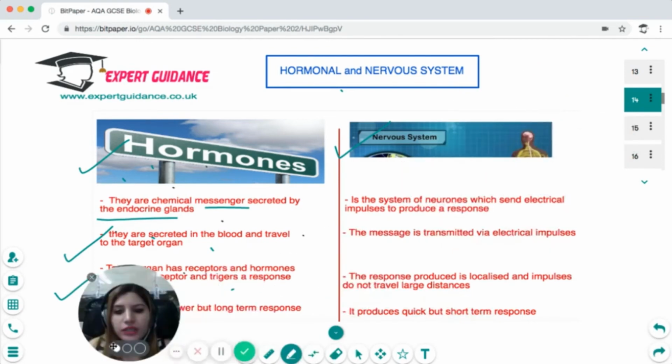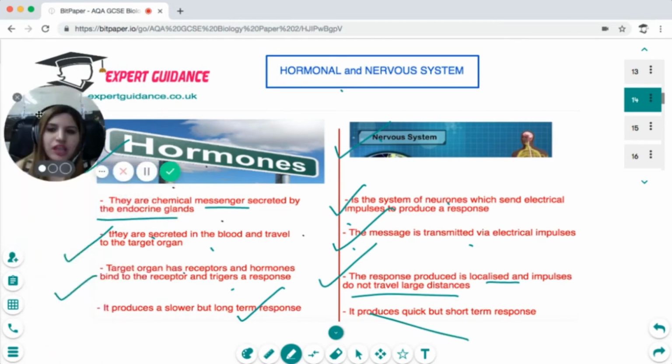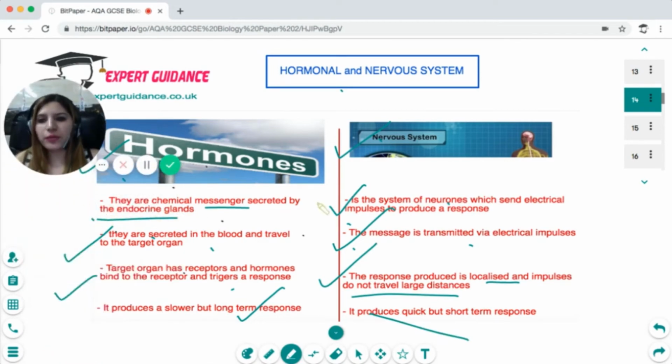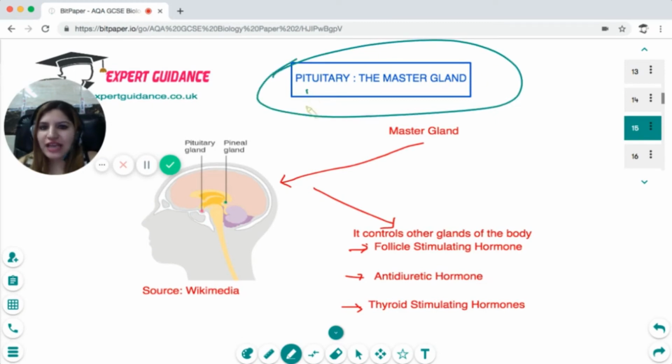On the other hand, the nervous system uses a system of neurons which sends electrical impulses to produce a response. The message is transmitted via electrical impulses. The response is localized, and impulses do not travel large distances, but the response is quicker but short-term. So you should know this difference between hormones and nerves, how they work, and which one is quicker and more effective. Now there's a master gland. The master gland is the pituitary.